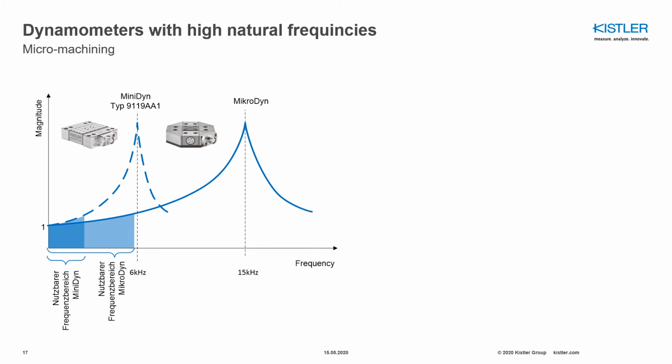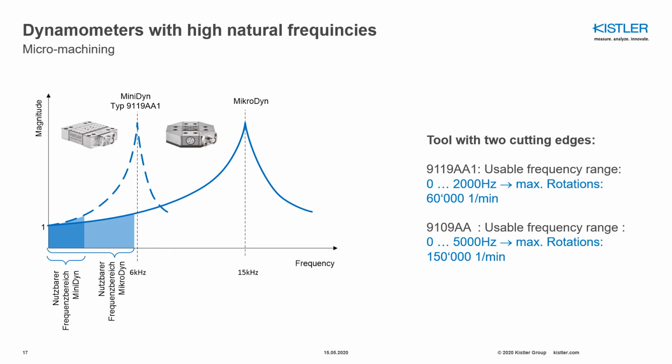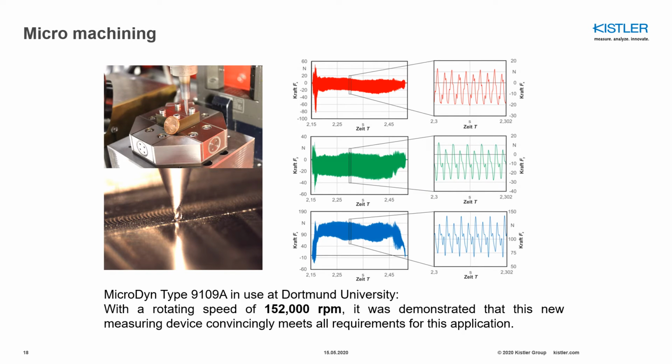If you look at this plot here, it is showing the high natural frequency of the MicroDyn up to 15 kHz, which enables us to have a measurement range up to 5 kHz. And of course, that enables us to utilize high rotations up to 150,000. That is important in micro machining, where you have very high RPMs and small forces. As you can see, the forces are around plus minus 20 Newton, but you can still capture details on your tool in your force measurement and optimize it.